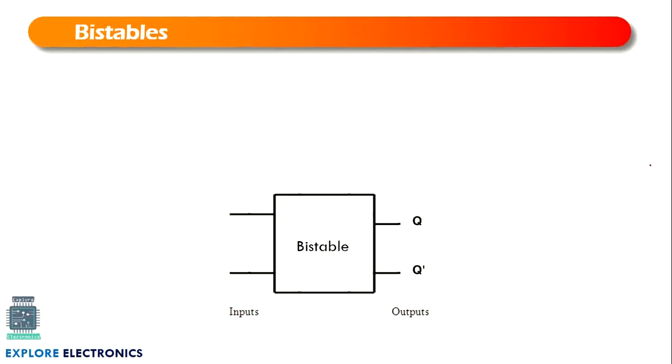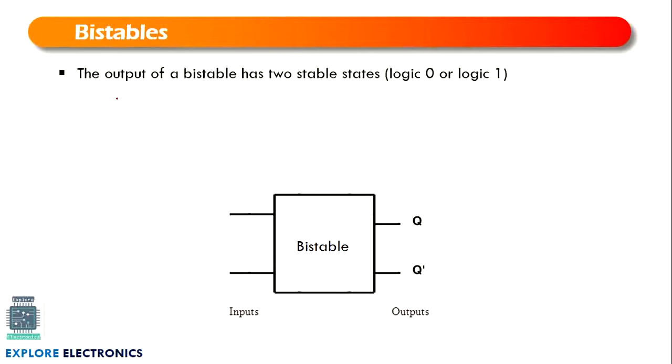Next one is bistables. What do you mean by bistables? Bistables are the devices which have 2 stable states as output. The 2 stable states are 0 and 1. These bistables are again basic components, which are constructed using logic gates.